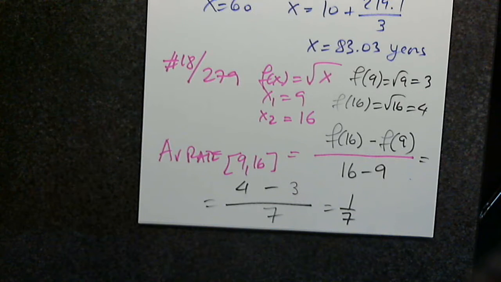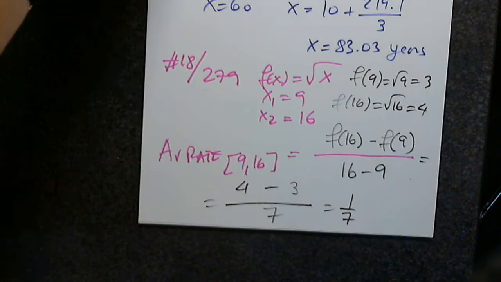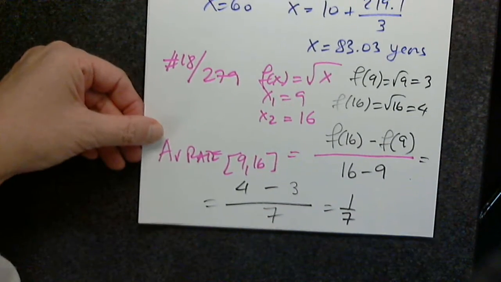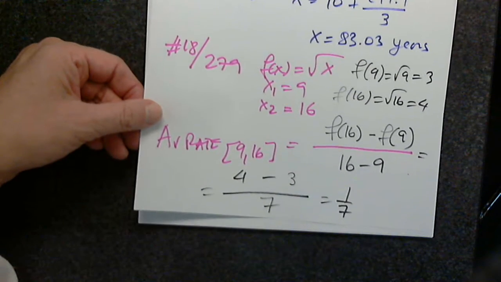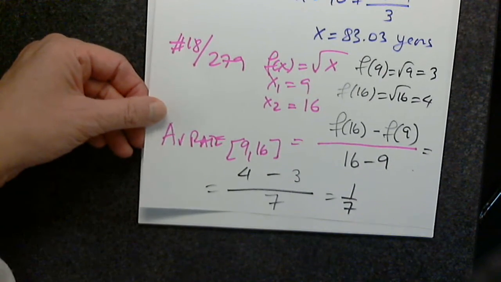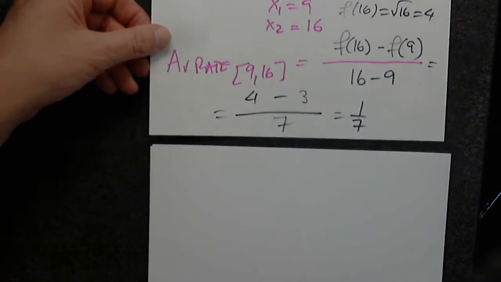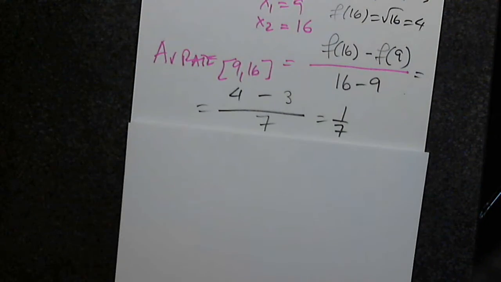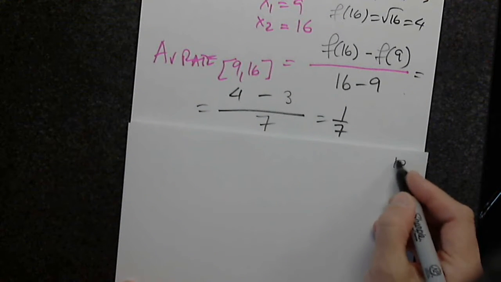Any questions? Okay, then I would like to look at parallel and perpendicular lines. Any questions on how to determine the average rate? Is this okay with everyone? Any questions, please? Okay.